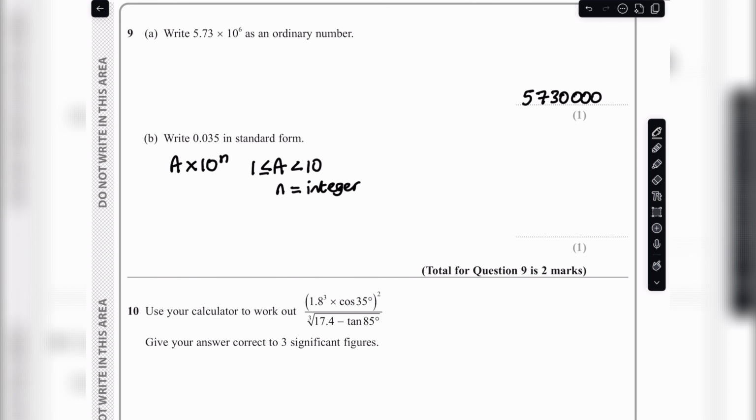So for a number to be in standard form, it must be in the form a times 10 to the power of n, where a is less than 10 but greater than or equal to 1, and n is an integer. So the closest number we can write this to is 3.5, and to get from 3.5 to 0.035, we need to divide by 100, so we're going to multiply this value by 10 to the power of minus 2.